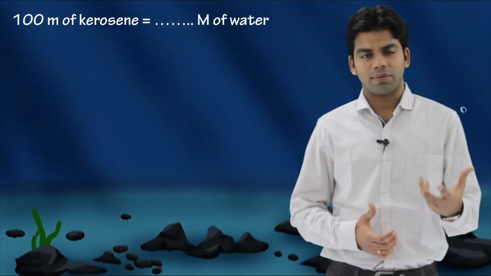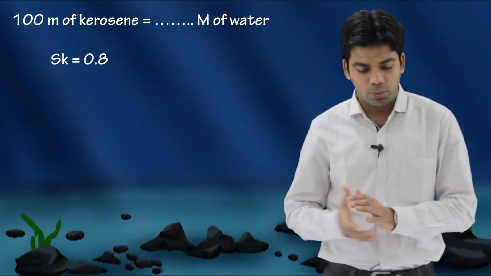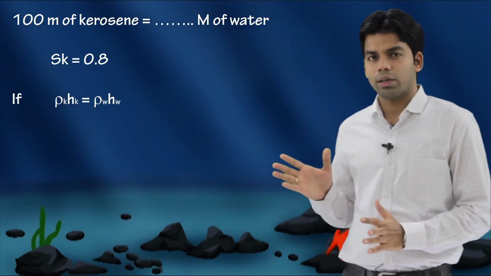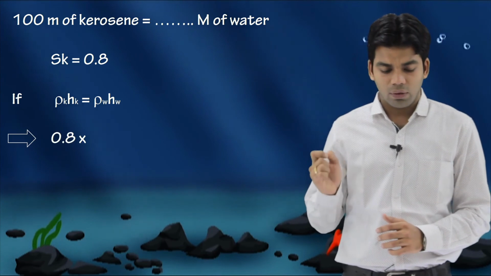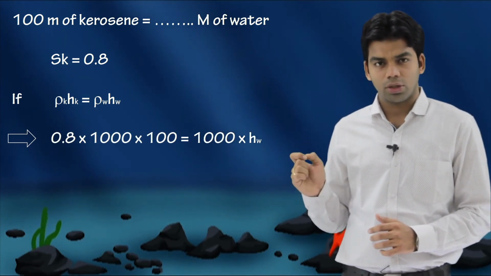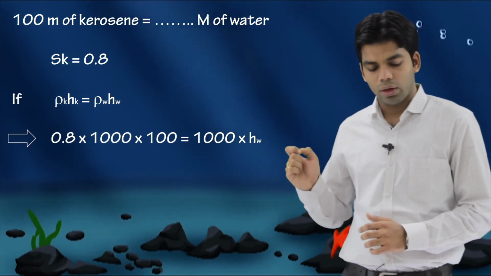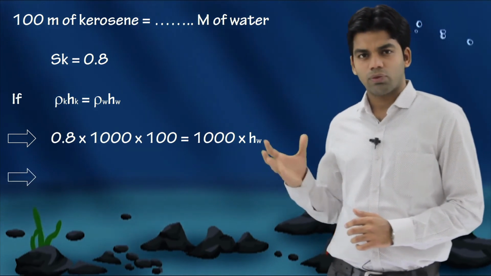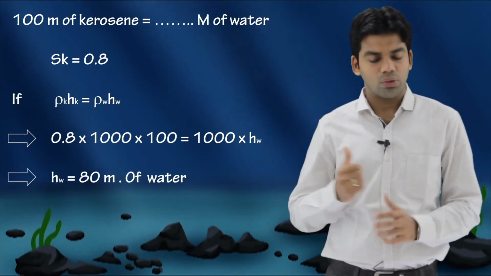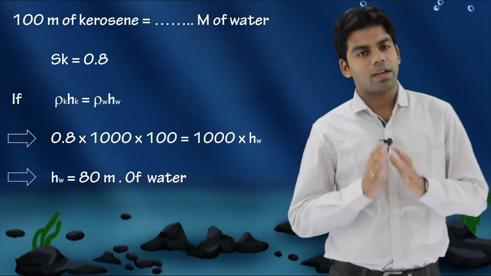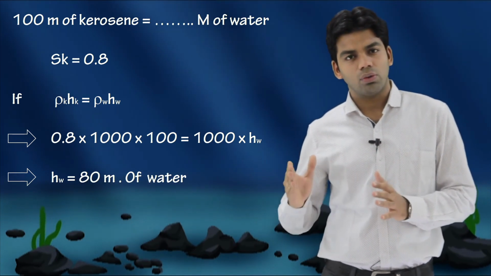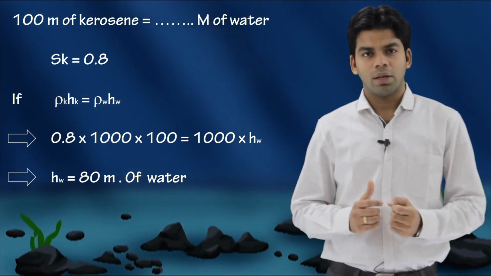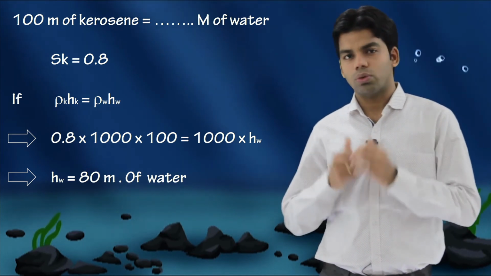Let's suppose the specific gravity of kerosene is 0.8, so rho into h for kerosene is equal to rho into h for water. The density of kerosene will be 0.8 into 1000, which is 800. So 800 into 100 is equal to 1000 into hw. From here we can determine hw, which is equal to 80 meter of water. That means 100 meter of kerosene is equivalent to 80 meter of water. So this is how you can convert from one fluid to another: rho1 h1 is equal to rho2 h2.